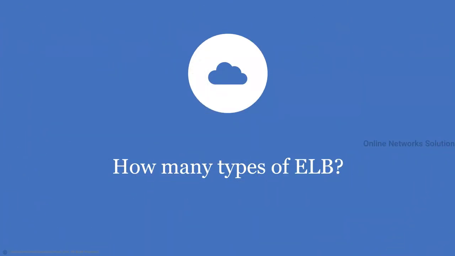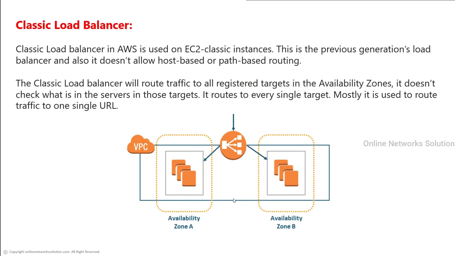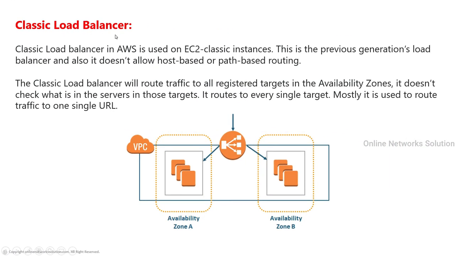How many types of ELB? There are mainly three types of Amazon load balancer. First is classic load balancer, second is network load balancer, and third is application load balancer. First is classic load balancer.